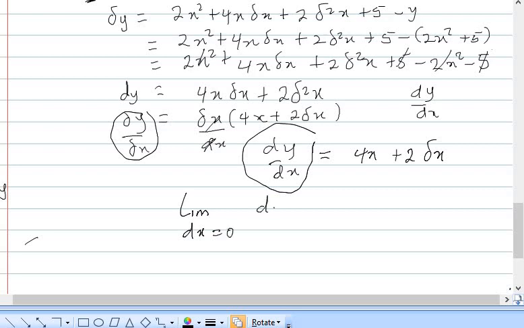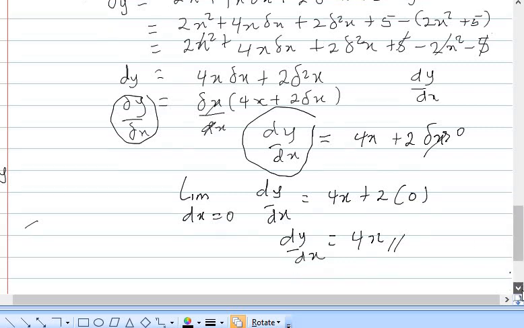So therefore our dy by dx should be equal to 4x plus 2 into 0, since this becomes 0. So we can say dy by dx is equal to 4x. So this is the final solution.